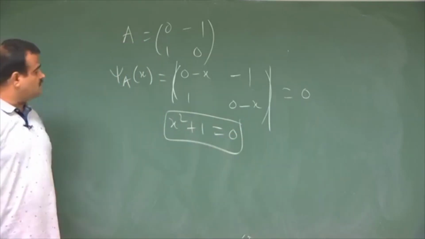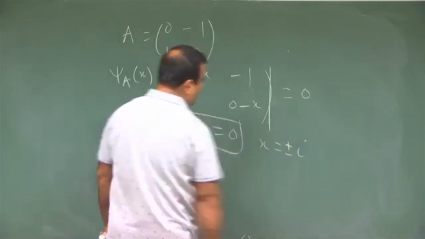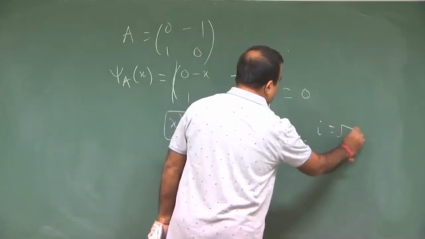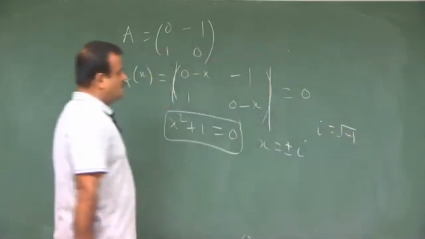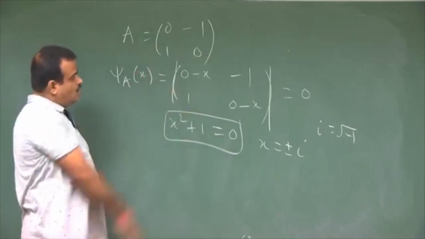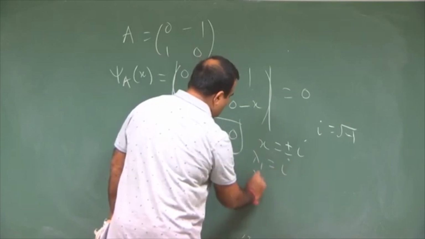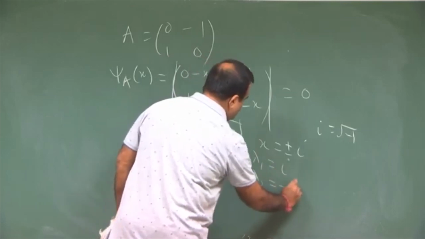Now, what are the roots of this equation? The roots are x equal to plus minus i, which is the square root of minus 1. So, this is a complex number. Here these are the eigenvalues. So, lambda 1 equal to i, lambda 2 equal to minus i.